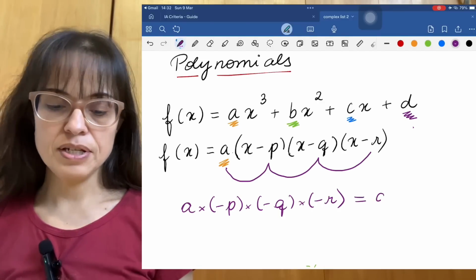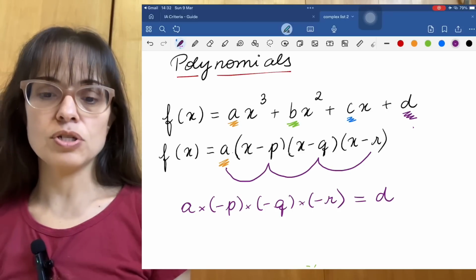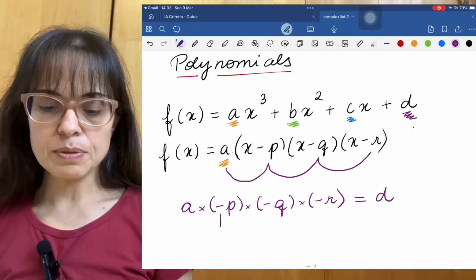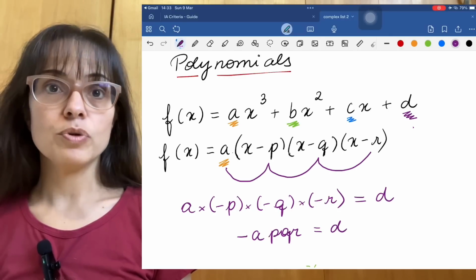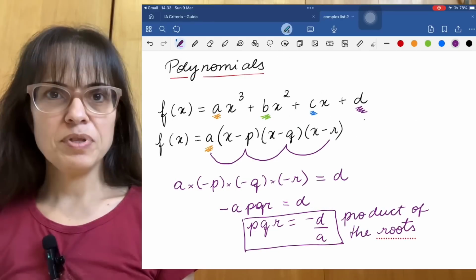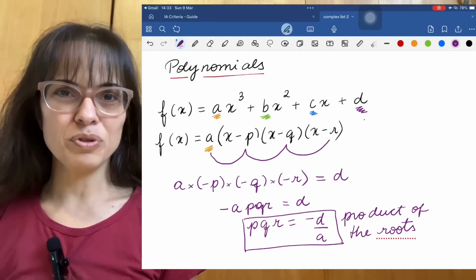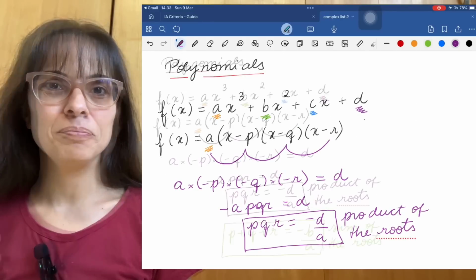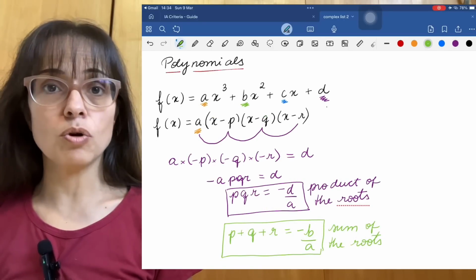So that is the d term, which in this case, because the degree was 3, which is an odd number, I'm getting minus, minus, minus, so it's giving me minus a and then pqr, which is the product of the roots. Just keep this little detail in mind, because if you get something of even degree, then you won't get this minus in this formula. But the minus on the formula for the sum of the roots, on the other hand, will always be there.